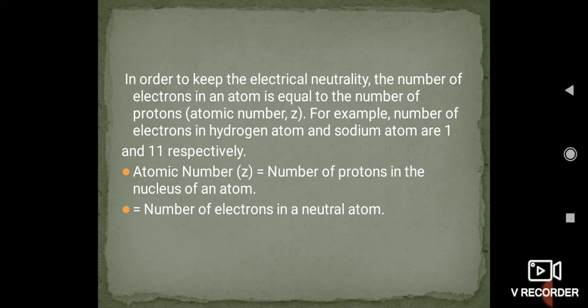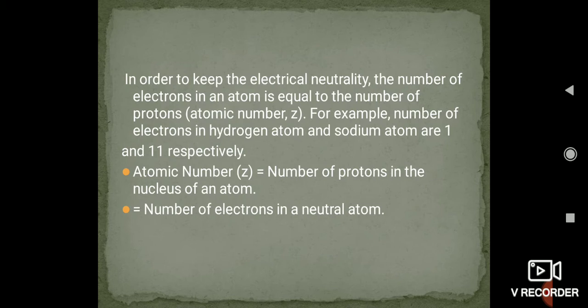Now let us understand, because we all know that every atom is considered electrically neutral, and in order to keep the electrical neutrality, the number of electrons in an atom is equal to the number of protons, because protons are positively charged and electrons are negatively charged. So to provide the electrical neutrality, they should be equal.